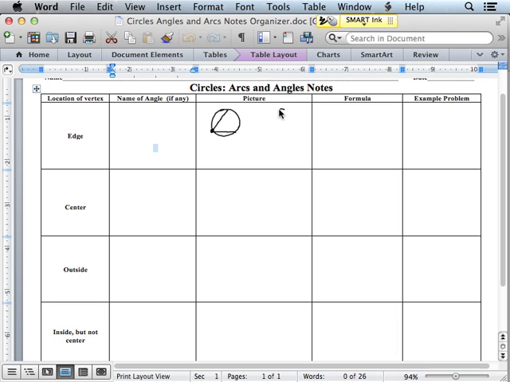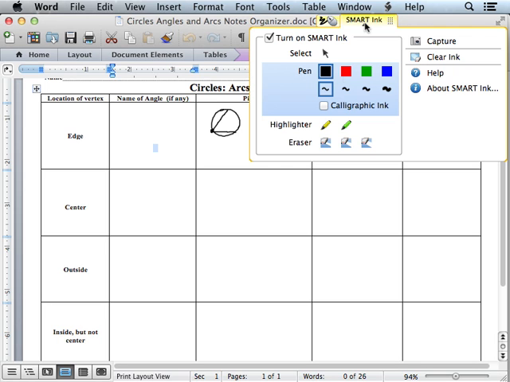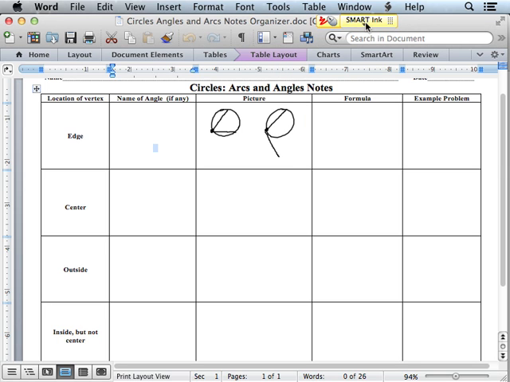Okay, I can also have the vertex on the edge and have it look like this. If we have this first situation, then the angle has a special name, and it's called an inscribed angle. So this is an inscribed angle. This one here has no special name.